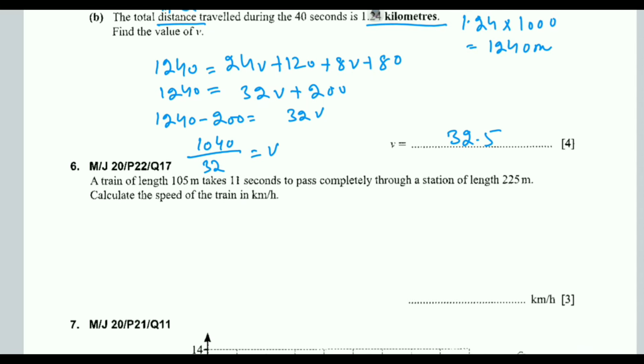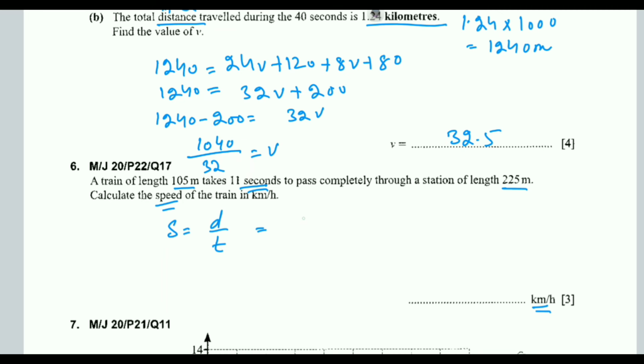Okay, next part: a train of length 105 meters takes 11 seconds to pass completely. This is the same question as we have done already. Speed is equal to distance over time. As I told you, distance will be the length of the train plus the length of the station. But distance is given in meters and you have to find the answer in kilometers per hour, and time is given in seconds, so you have to convert distance into kilometers and time into hours.